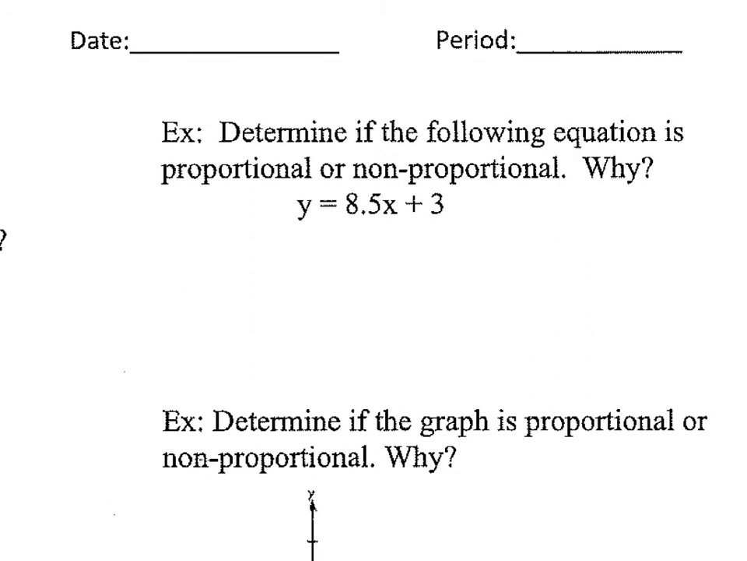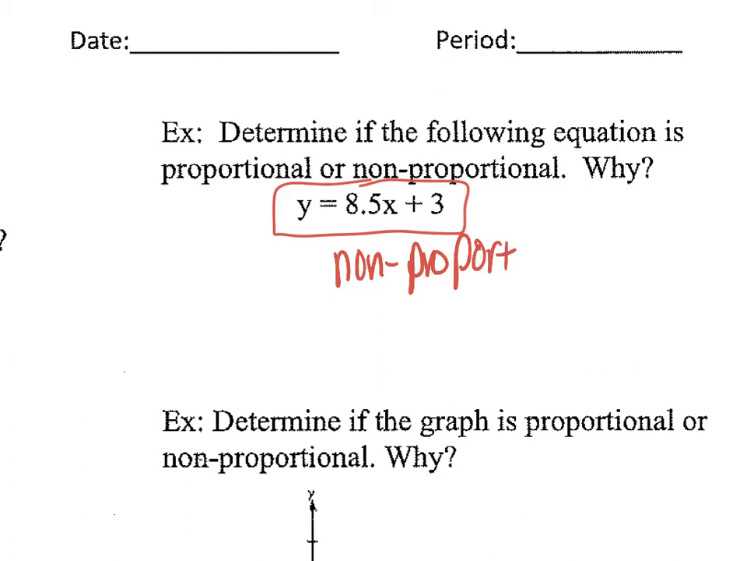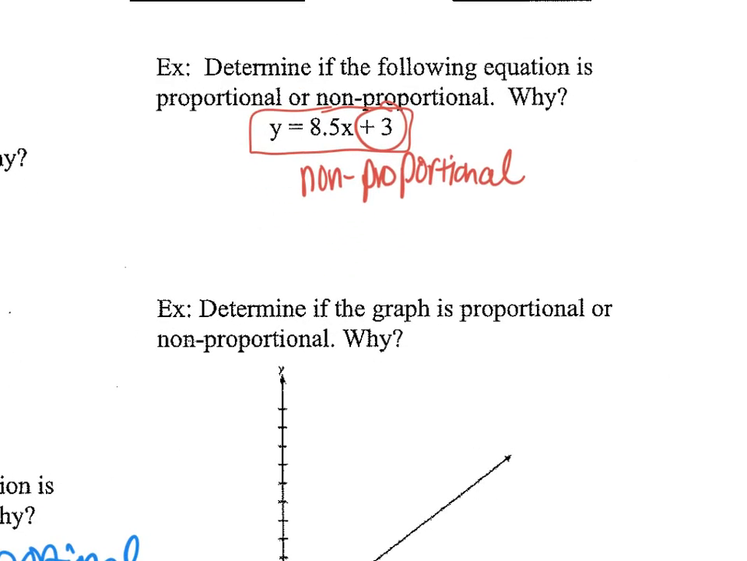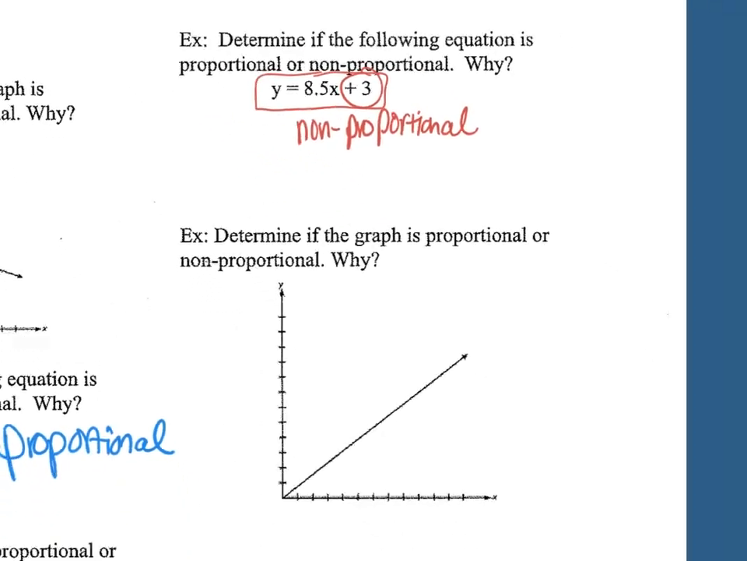Determine if the following equation is proportional or non-proportional. So y equals 8.5x plus 3. Non-proportional, and what makes it non-proportional? The plus 3. And it's that plus 3 that makes it non-proportional. It's that extra. So if it was on a graph, it would start at 3 instead of 0.